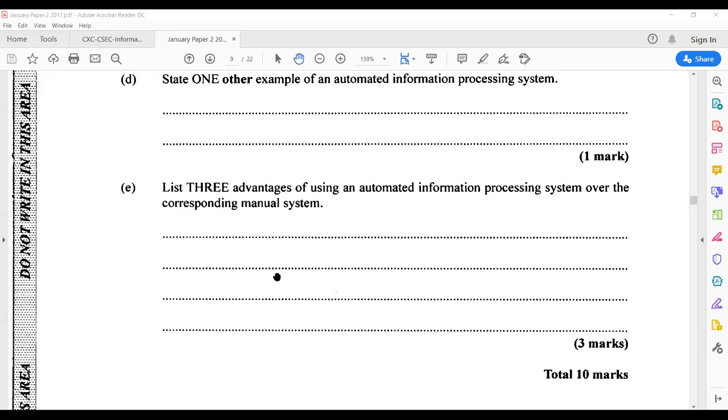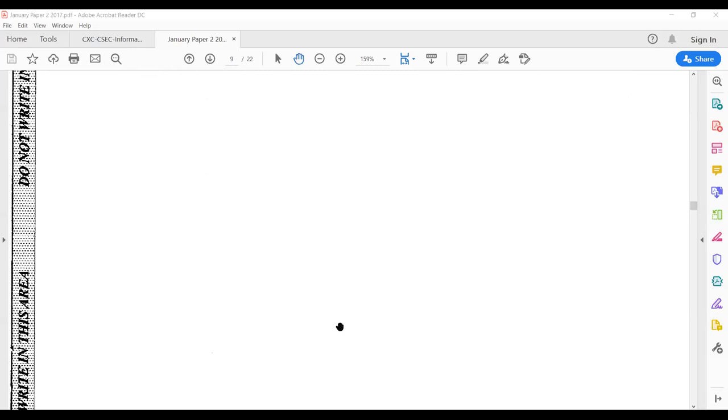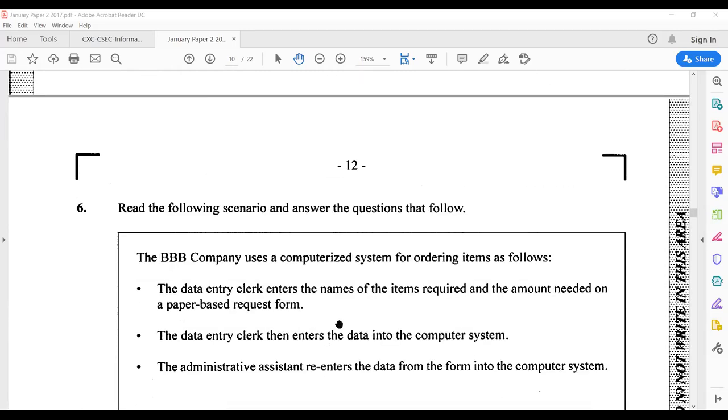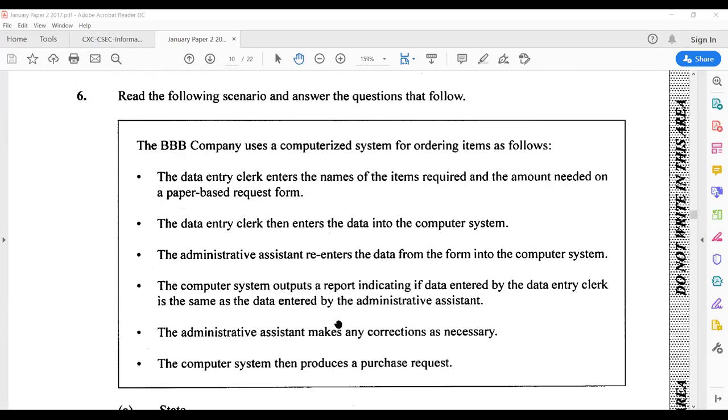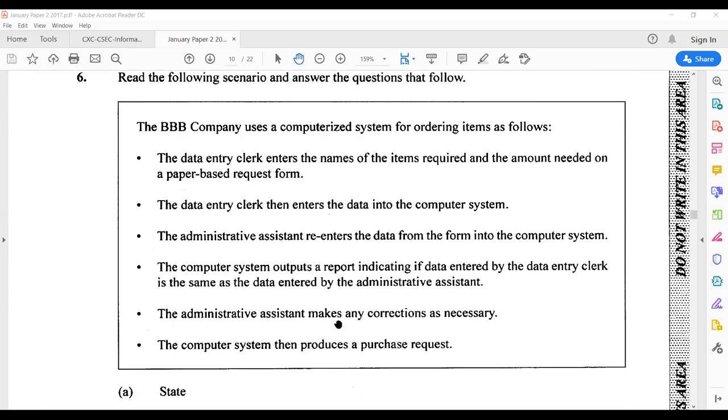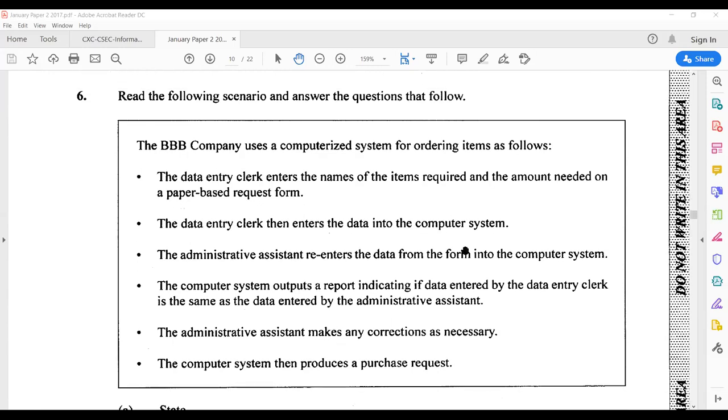The best way to answer questions like these is to think about a system you interact with in real life and how that is advantageous. All right, let's move on to question six.